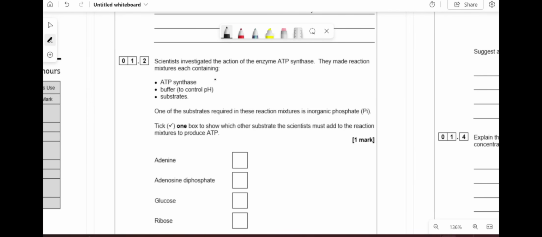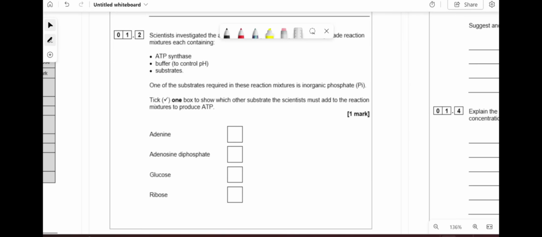Scientists investigated the action of ATP synthase. They made reaction mixtures containing ATP synthase, a buffer to control the pH, and substrates. One of the substrates required in this reaction is an inorganic phosphate. Tick 1 box to show which of the substrate must add to the reaction for this to happen. So you're making ATP from ADP and Pi, adenosine diphosphate.